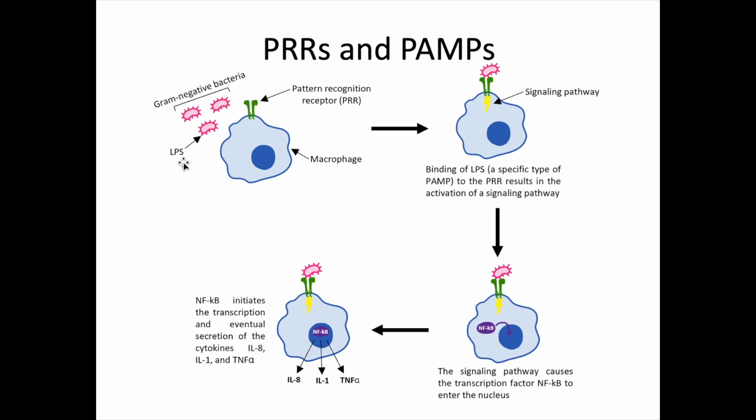Here's a bacterium with lipopolysaccharide. We didn't talk about this when we were talking about gram-negative bacteria, but it's part of their cell wall. It is a common danger pattern. What we call these common danger patterns are pathogen-associated molecular patterns, or PAMPs. So PRRs recognize PAMPs. And here's the PRR of this macrophage, recognizing this PAMP present on a bacterium. Uh-oh, bad thing is present in the body.